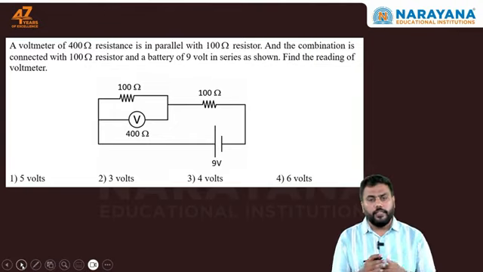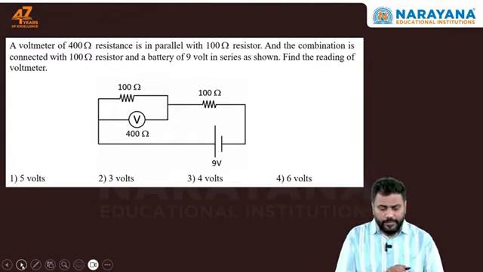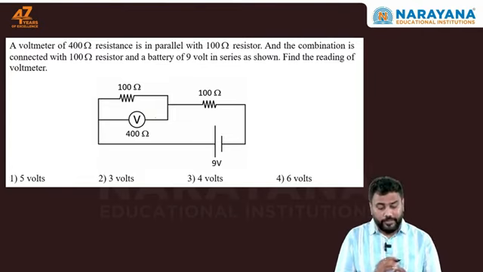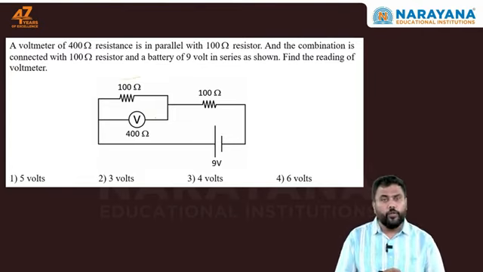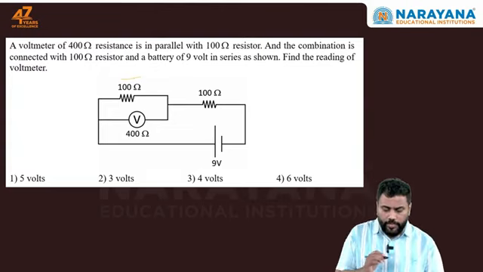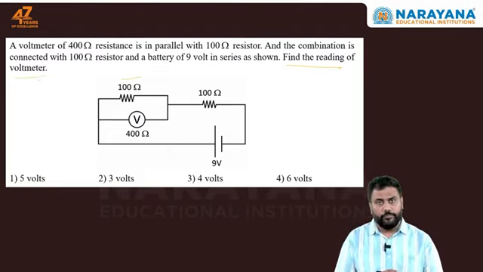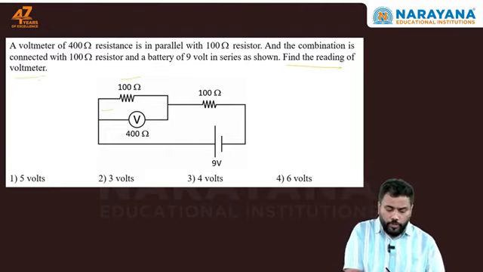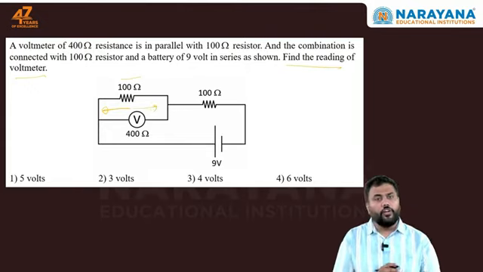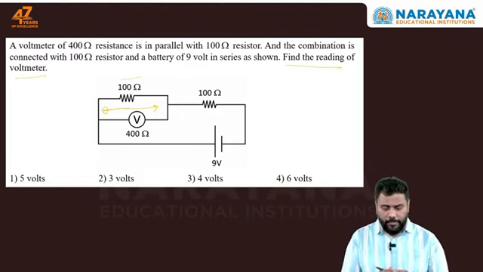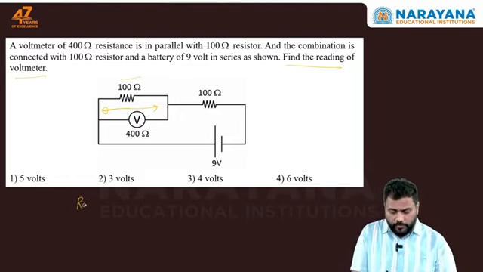Next question is again a circuit question. In this, they are telling us there is a voltmeter of resistance 400 ohm which is connected with a 100 ohm resistor. In this circuit, we have a 9 volt battery. The question is asking you to find the reading of the voltmeter. The reading of the voltmeter should be the potential drop across this voltmeter or 100 ohm resistor. The 400 ohm voltmeter and 100 ohm resistor are in parallel, so we need to find their equivalent resistance. That will be 400 into 100 divided by 400 plus 100. If you solve this, you get 80 ohms.